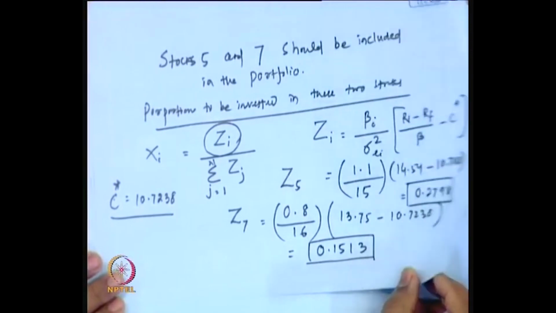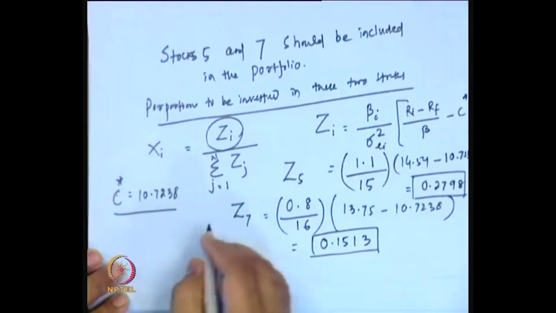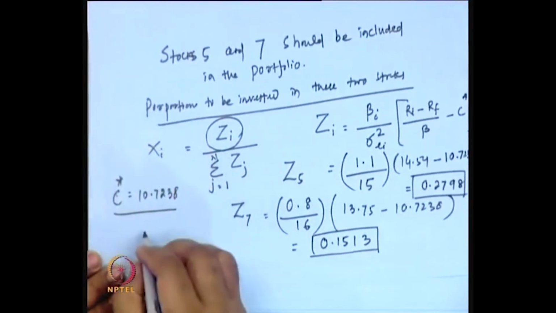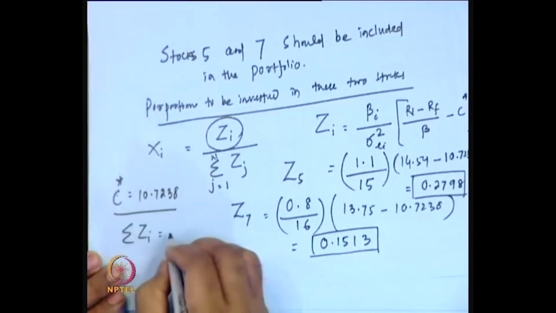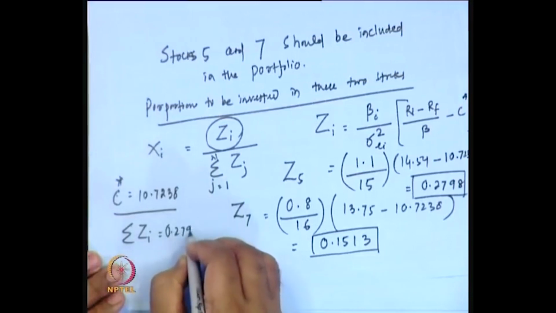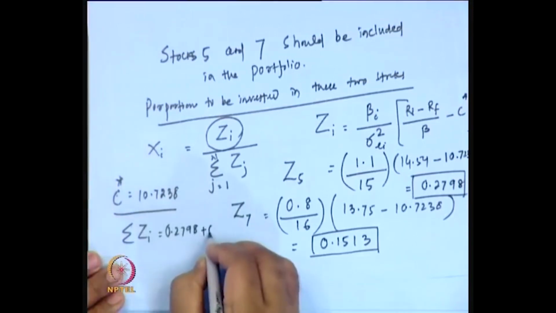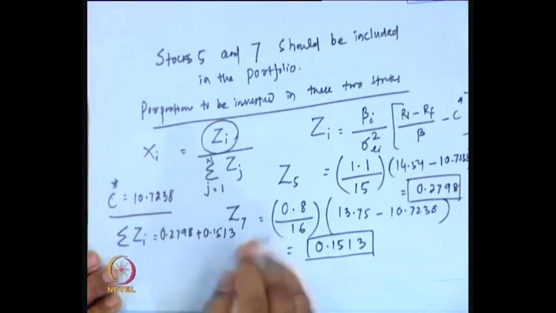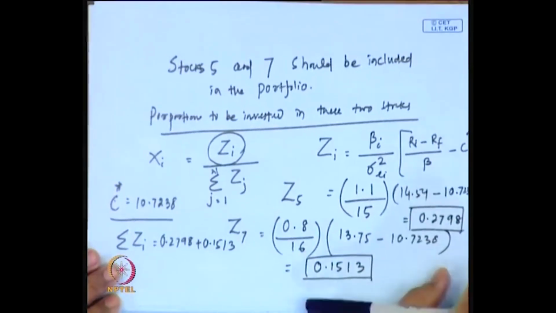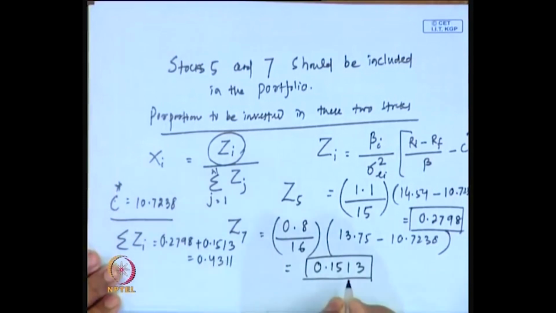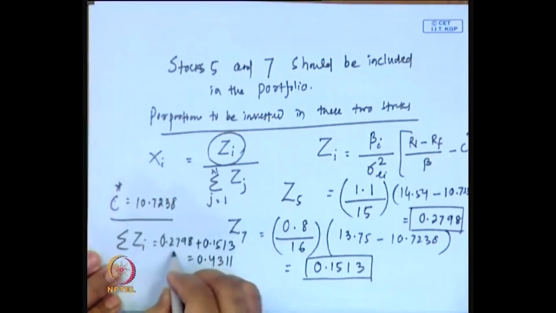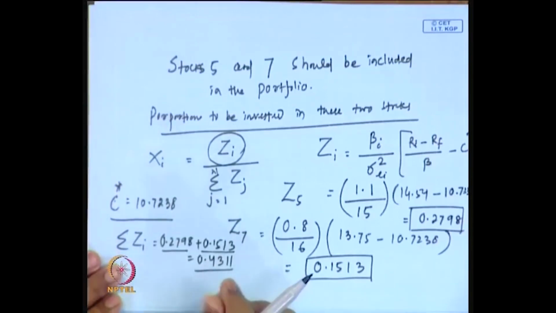From here we can now calculate the different combinations or proportions of the funds. According to this formula, the summation of Z_i is 0.2798 plus 0.1513. If you add this, you get 0.4311. Then you have to calculate the proportion of funds for 5 and the proportion of funds you have to allocate for 7.